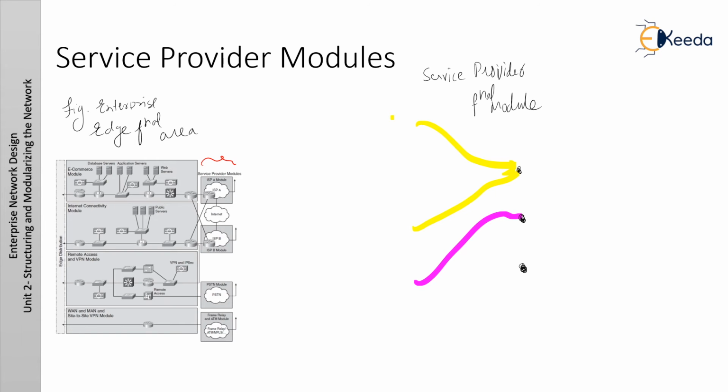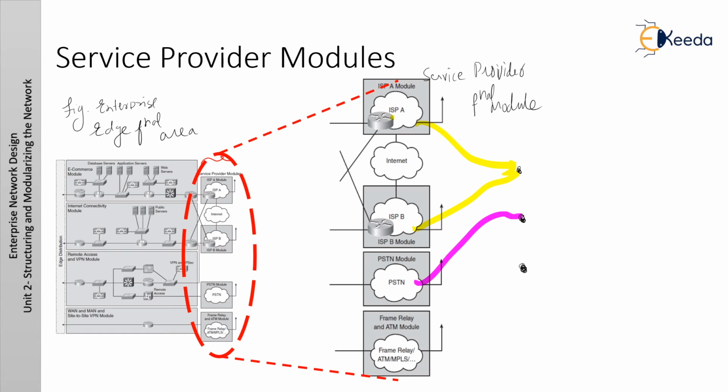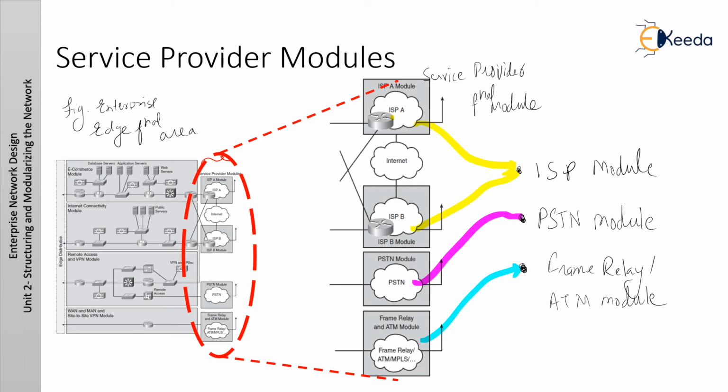So here, the service provider modules within the service provider functional area, the enterprise itself does not implement these modules. However, they are necessary to enable communication with other networks using a variety of WAN technologies and with internet service providers. The modules within the service provider functional area are the Internet Service Provider module, the PSTN module, and the Frame Relay ATM module. So these are the different modules which we need to use in service provider modules.